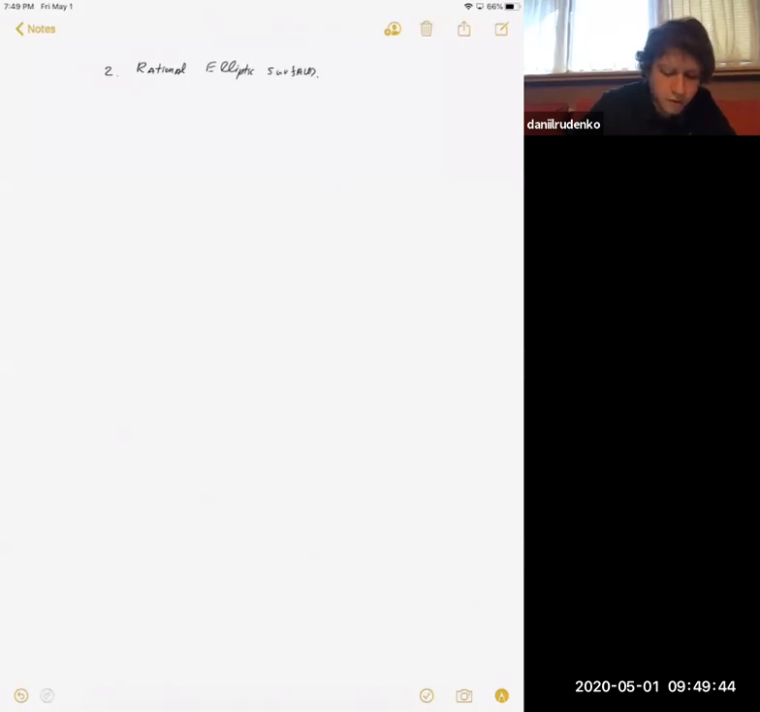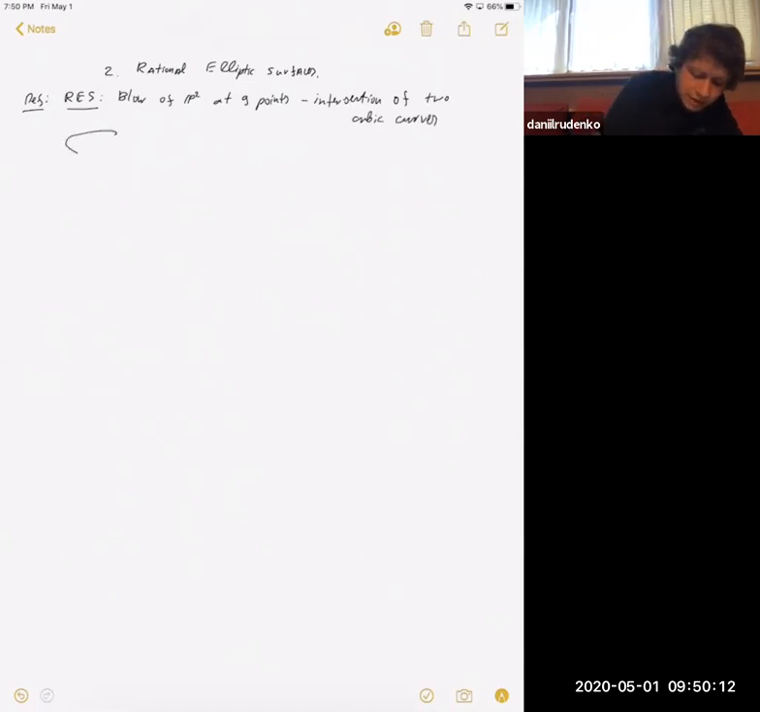For this talk, a rational elliptic surface will be, one can just think of it as the blow up of P2 at 9 points, which are the intersection of 2 cubic curves. So the picture is like that. And then we blow up the 9 points of intersection of 2 elliptic curves. So let's suppose X is a rational elliptic surface.